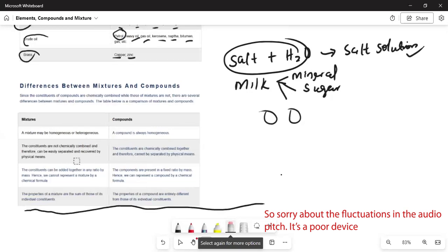Therefore, a mixture can easily be separated and recovered by physical means. For example, this mixture of salt and water can be separated by using evaporation. You just need to evaporate the water to dryness, and then I recover my salt. You can't do that with a compound because the constituents are chemically combined together. Therefore, they cannot be separated by physical means. Then the third one: the constituents can be added together in any ratio by mass. Hence, we cannot represent a mixture by a chemical formula, while for a compound, we can have a chemical formula.